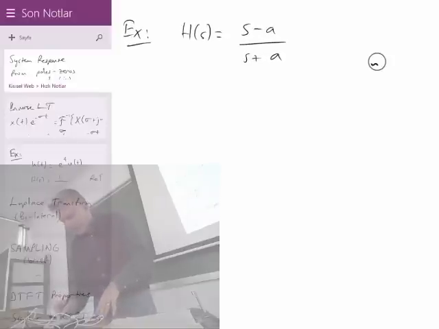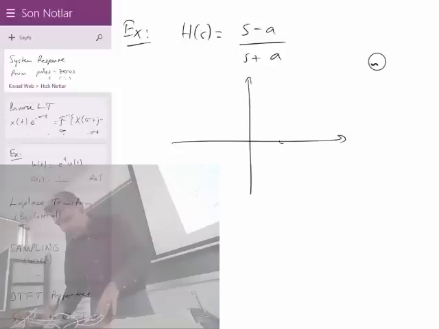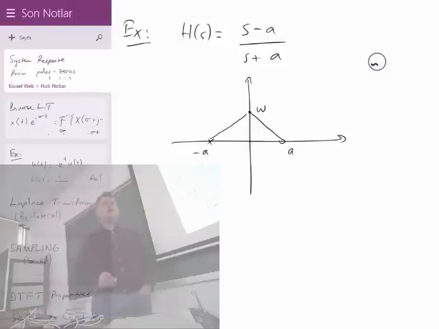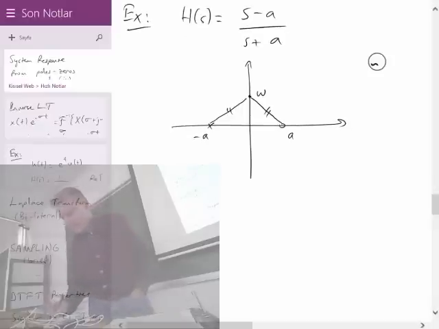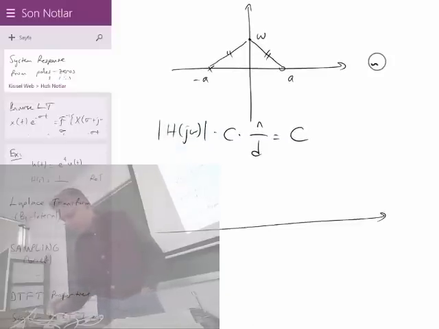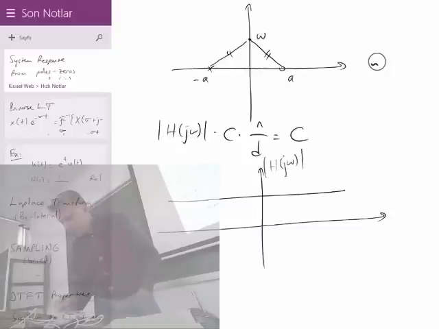It will be like this. There is a zero at a, and there is a pole at minus a. Now consider a frequency omega here. What is the distance to the zero? What is the distance to the pole? Yeah, whatever they are, they are the same. This is the same as this one. So, magnitude H of j omega will be a constant times n over d, which is the constant itself. And when you try to draw it, H of j omega in magnitude, it will be a constant.